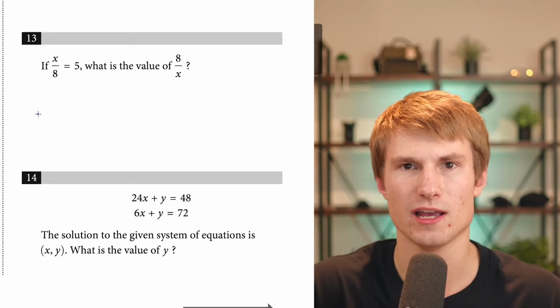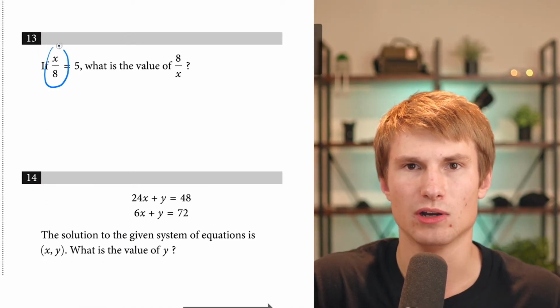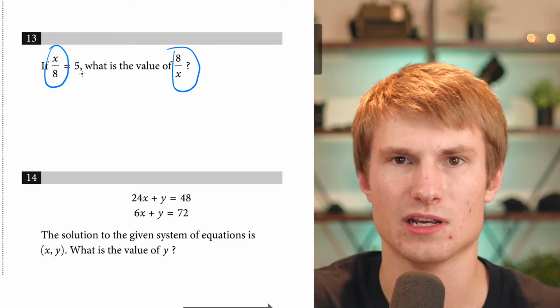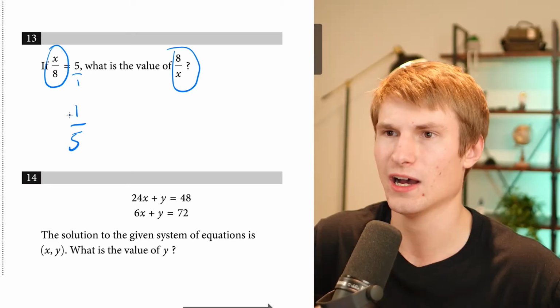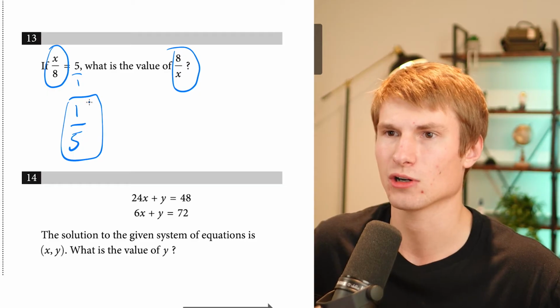We've got, if x over 8 is equal to 5, what's the value of 8 over x? Well, 8 over x is the reciprocal of x over 8. So we take the reciprocal of 5 over 1, which is 1 over 5. So that'll give us our answer very quickly. We can move on to question number 14.